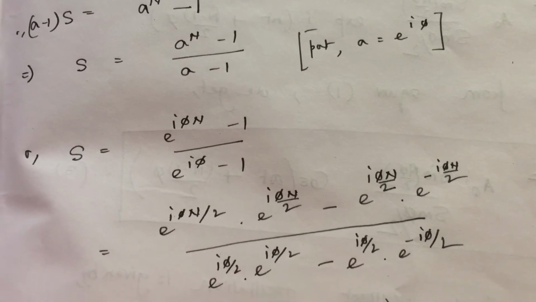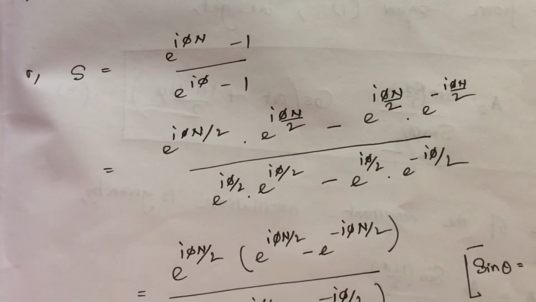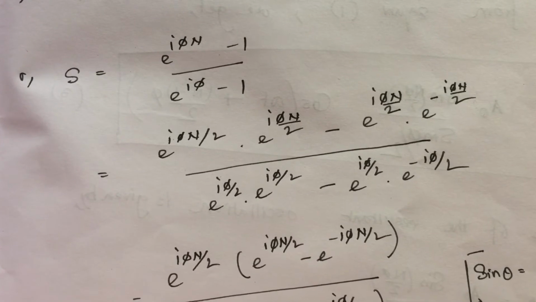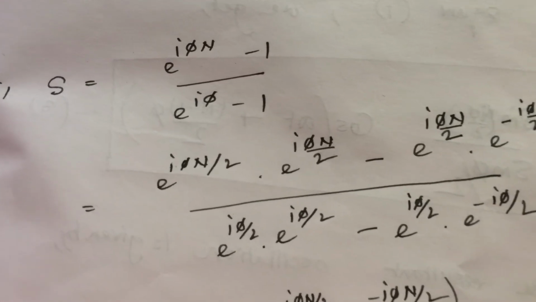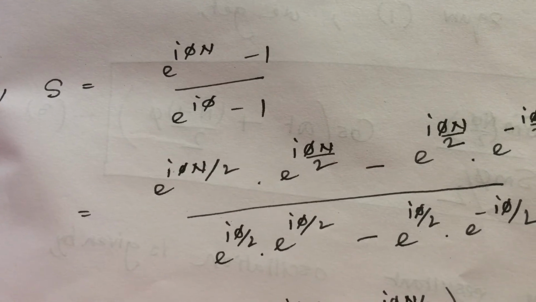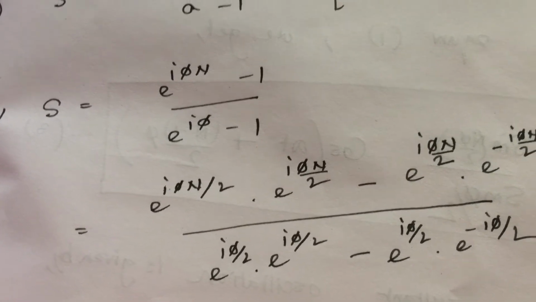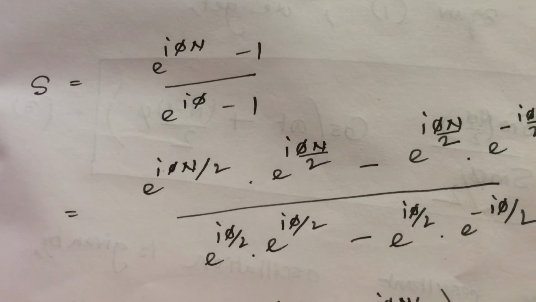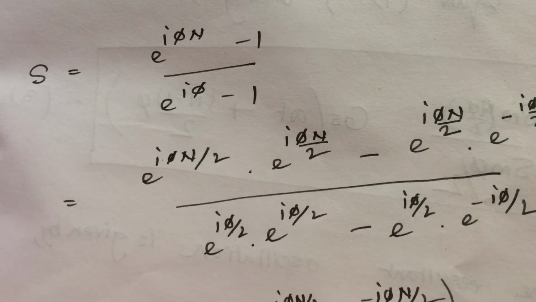Now I will put the original value of a. A is nothing but e to the power iφ. So now I will have s equal to (e to the power iφn minus 1) divided by (a minus 1), which means e to the power iφ minus 1.